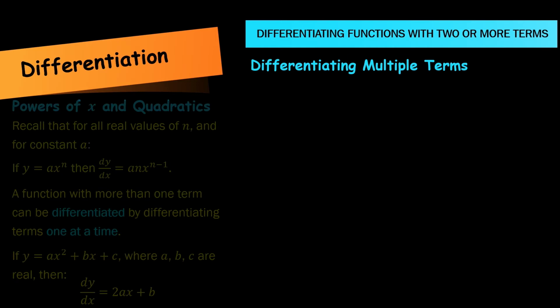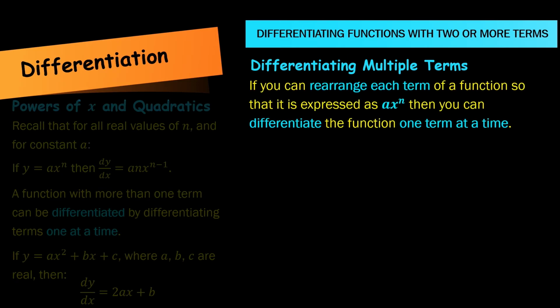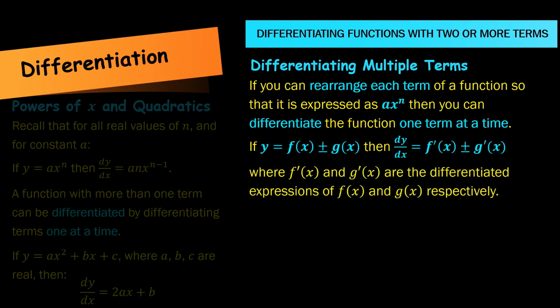How do we differentiate multiple terms? If you can rearrange each term of a function so that it is expressed as ax to the power n, then you can differentiate the function one term at a time. In other words, if y equals f of x plus or minus g of x, then dy dx equals f dash of x plus or minus g dash of x, where f dash of x and g dash of x are the differentiated expressions of f of x and g of x respectively.